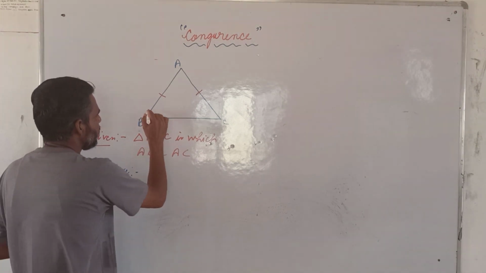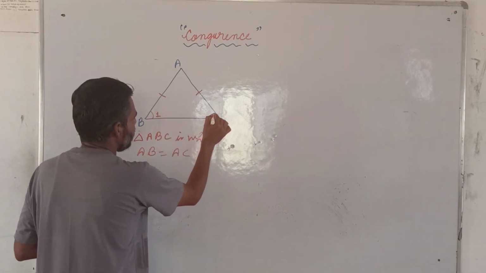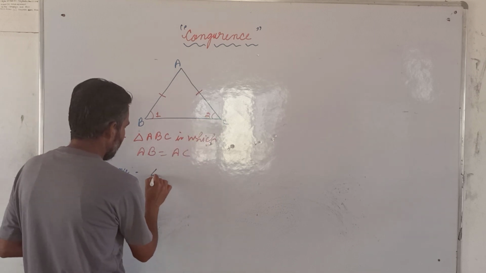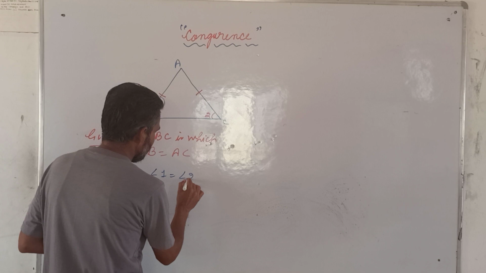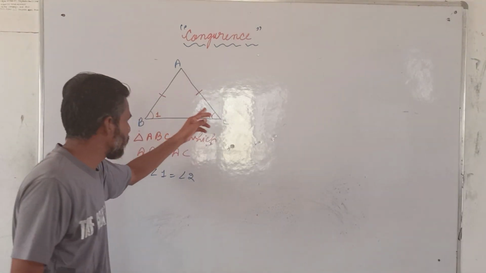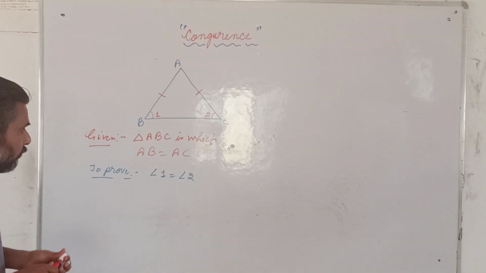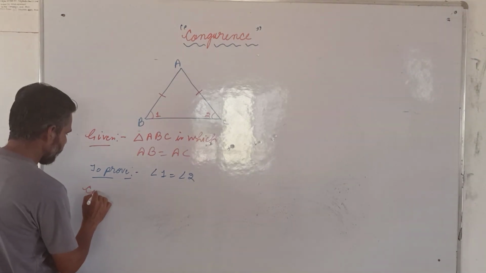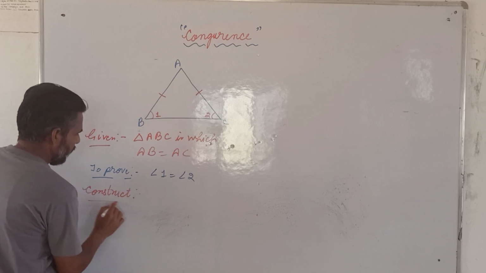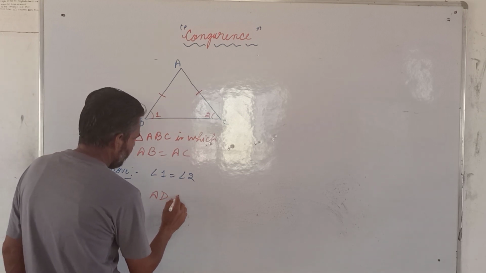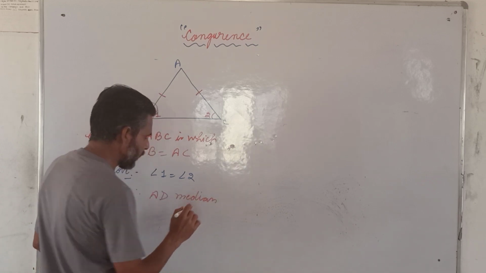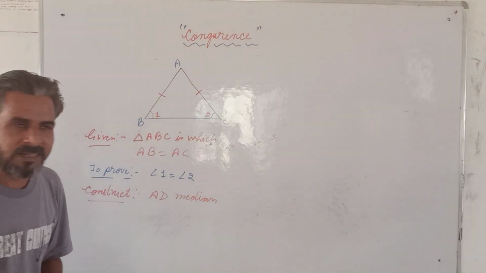Suppose this is angle 1, this is angle 2. We have to prove angle 1 is equal to angle 2. To prove that angle 1 will be equal to angle 2, we have to draw, we have to construct. What do we have to construct? We have to construct median AD.